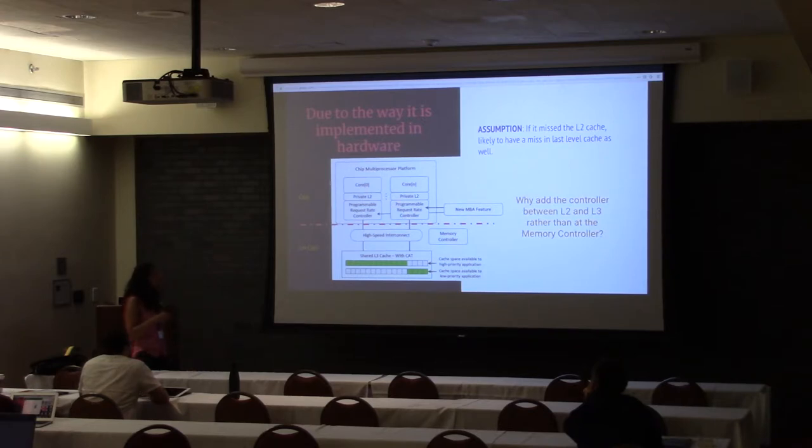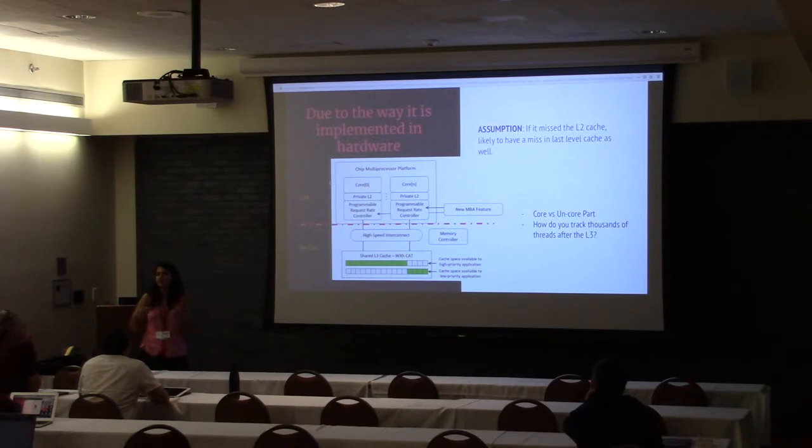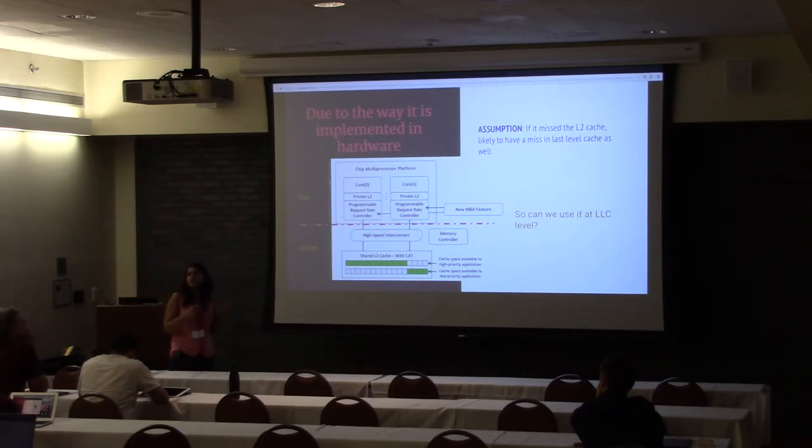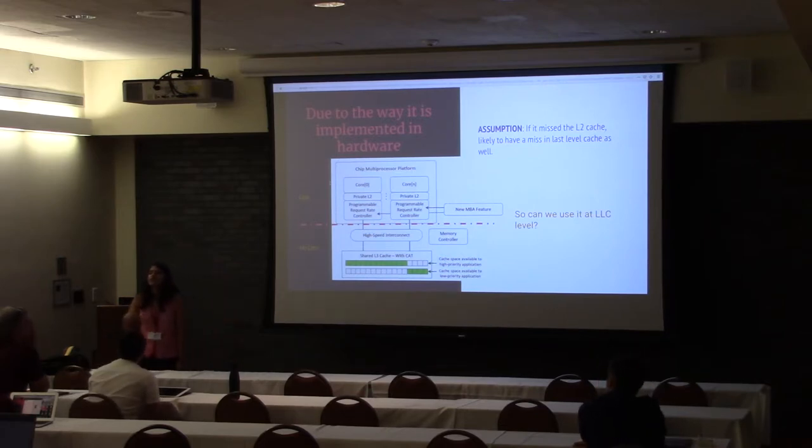And this is done because it's much easier to keep track of all the threads when they are still in the core part, because you have the core IDs and everything attached to it. But once it leaves the core part to go to the uncore part, it's much harder to keep track of all these extra variables. So, okay, we have this between L2 and L3. That means that even if something is in the last level cache, a delay would have been added to it.